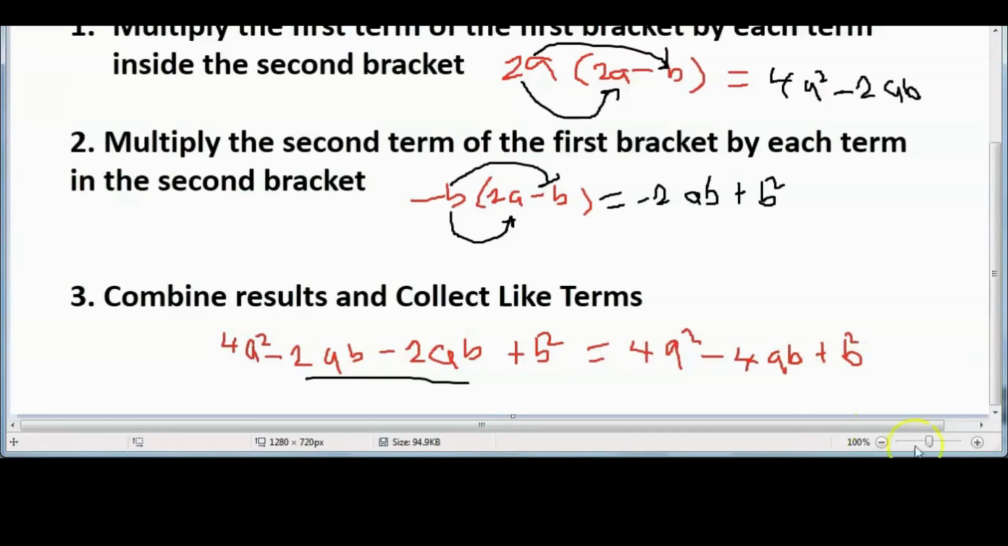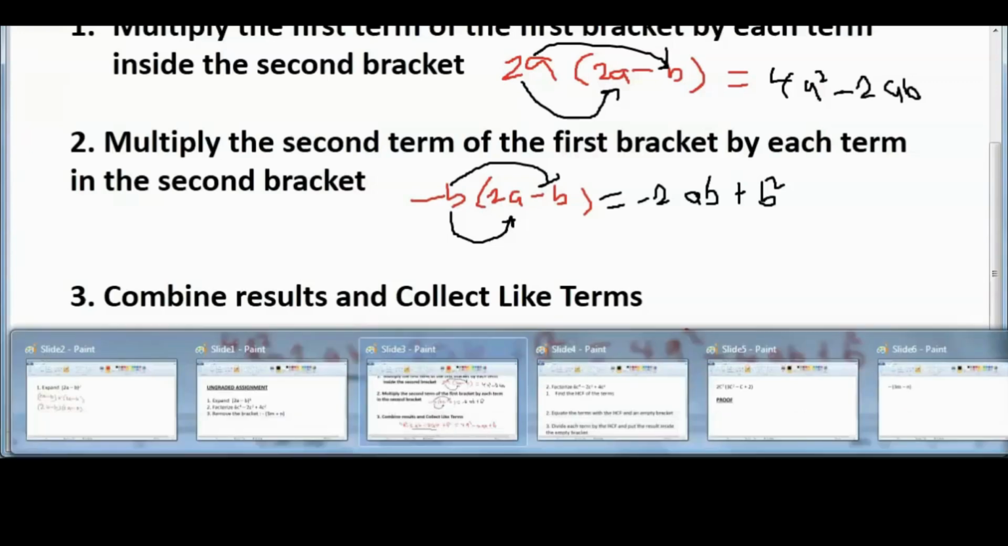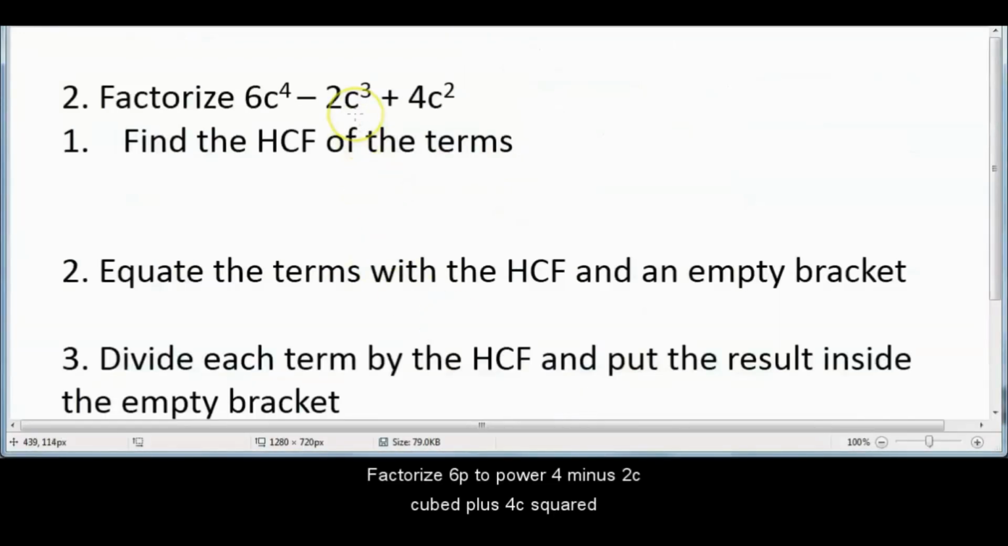Next question. Factorize 6c⁴ − 2c³ + 4c². The first thing to do is to find the HCF of the terms. That means we are going to find the HCF of 6c⁴, 2c³ and 4c².